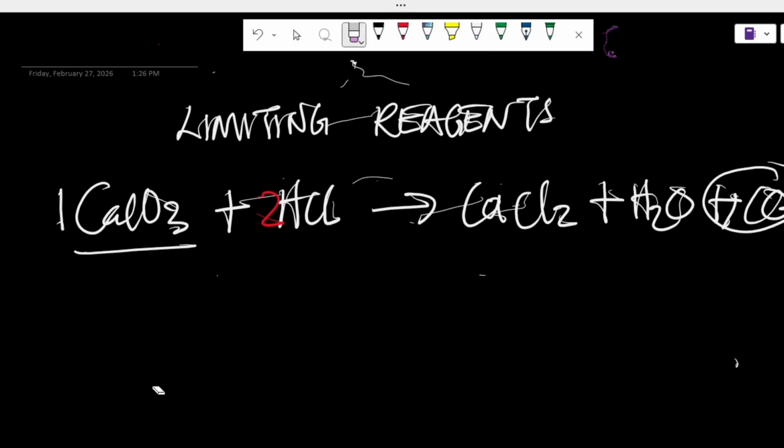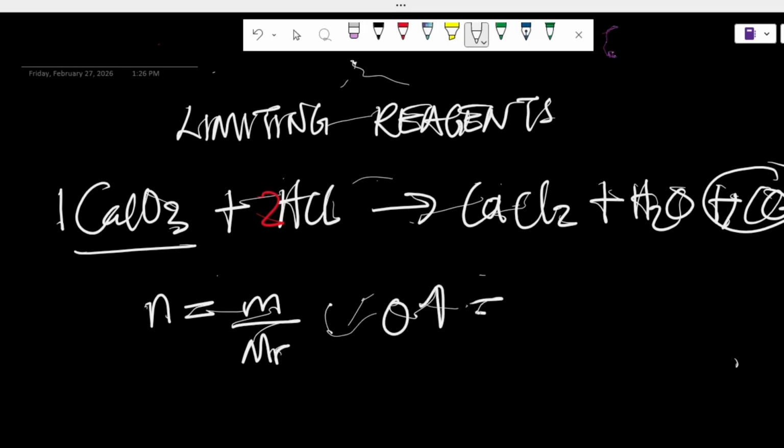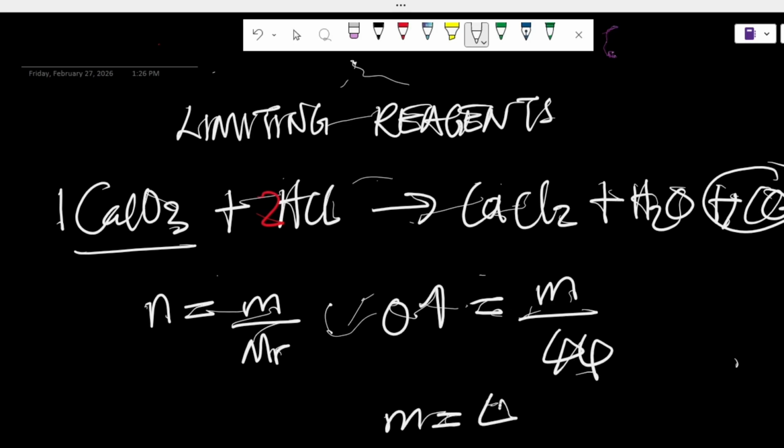So let's go ahead and do that. The number of moles is equal to mass over the relative molecular mass. So here you have 0.1 as the number of moles, and we're looking for mass, and the relative molecular mass for carbon dioxide is actually 44. So when you do the math here, you're going to discover that the mass of carbon dioxide is actually 4.4 grams, and so that is our answer.